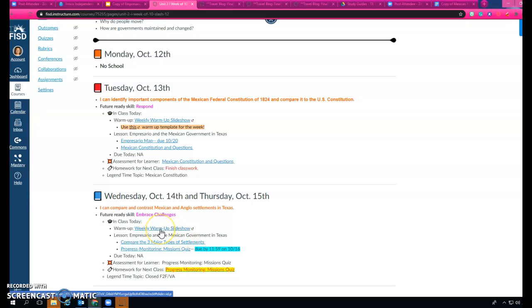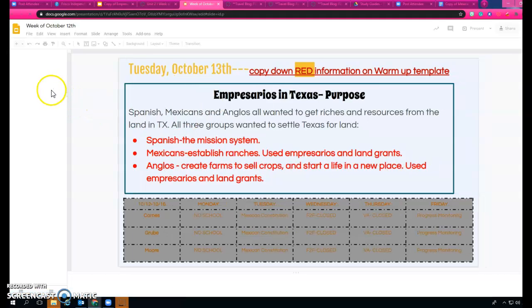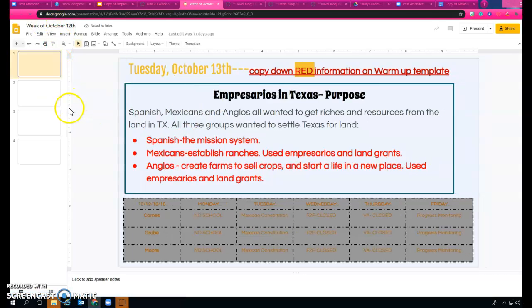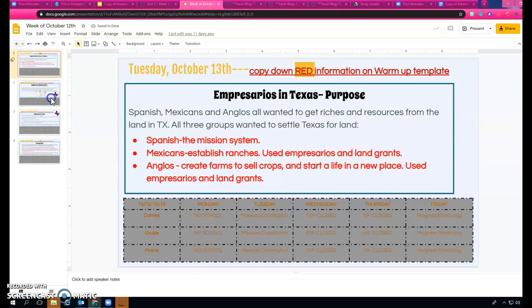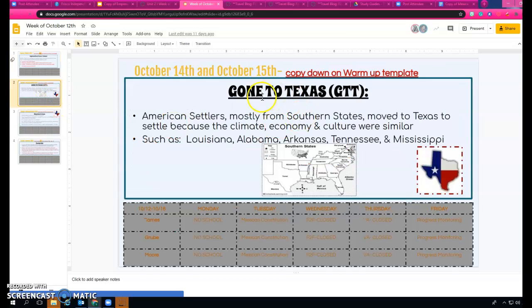So our warm-up for today, you can click on the slideshow, and this will take you to the warm-up for Wednesday. There's actually 2 of these that you're going to do for today. So you will fill out the Gone to Texas information. You need to write this information on your actual warm-up page that you started yesterday in class. And this is called Gone to Texas.